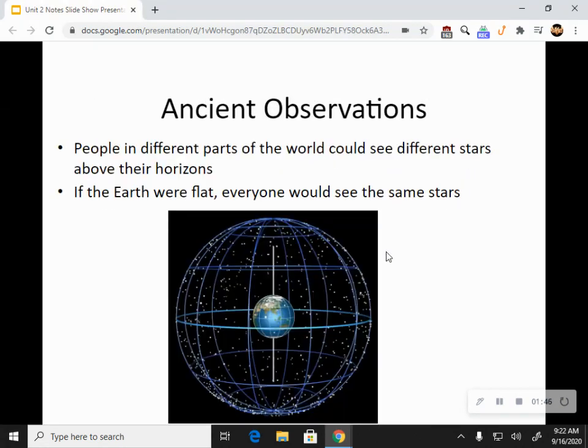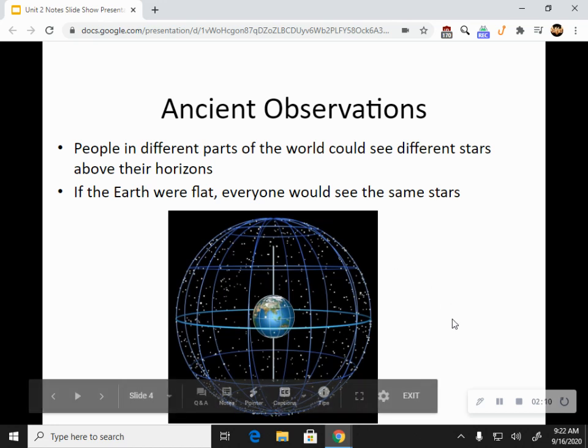People in different parts of the world see different stars on their horizons. If it were flat, we would all see the same stars. You have to see that this makes sense. So as you're turning, you see different stars. Not everybody in China can see the same stars we do, and not everybody in Australia sees the same stars as China.